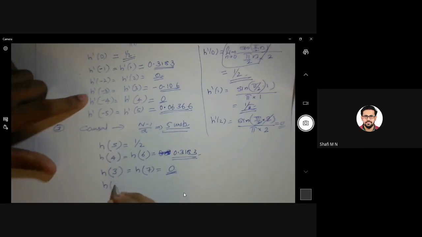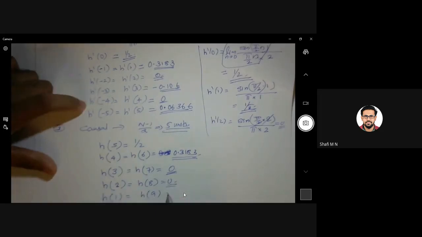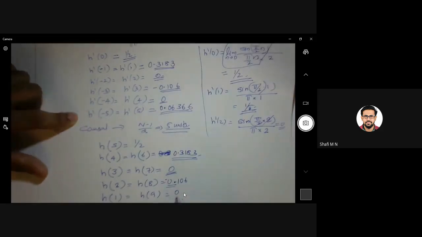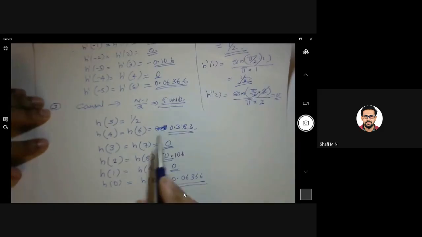Next h of -3. Okay, that will be equal to h of 2, h of 8. That will be 0. Next, h of 1 will be equal to h of 9. That will be equal to, sorry, the 0 minus 0.106. Then next, h of 0 will be equal to h of 10. That will be equal to 0.06366. And this will be your final answer.